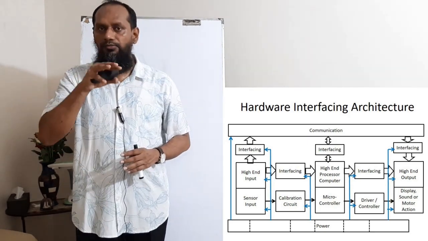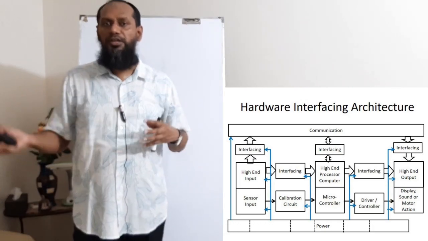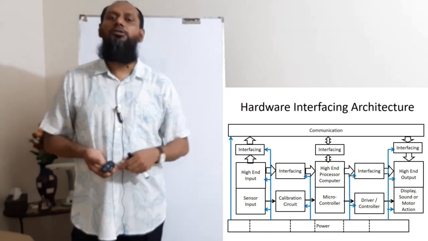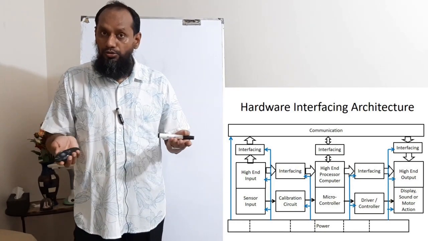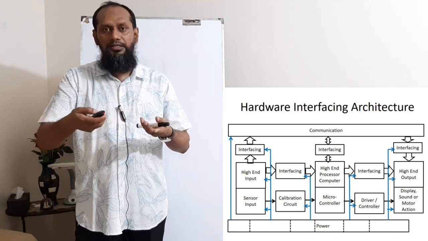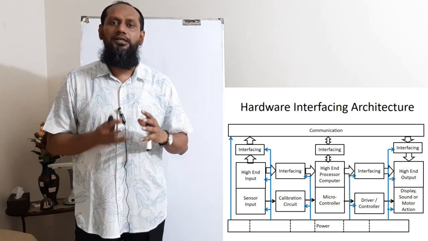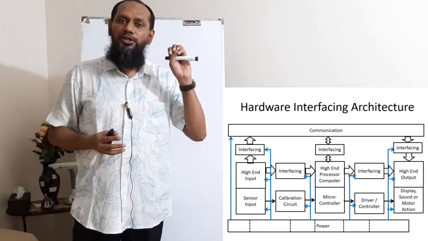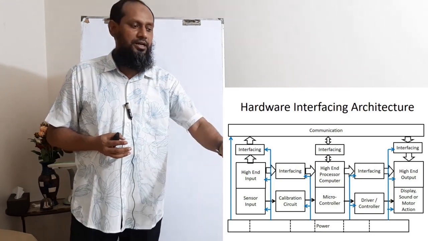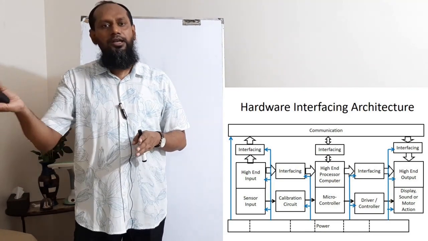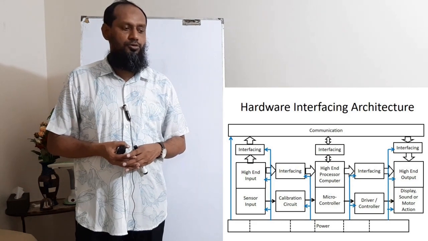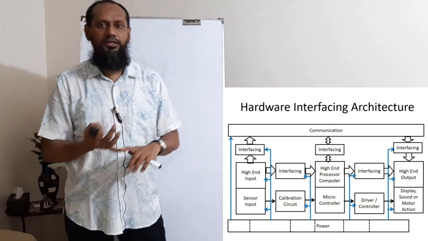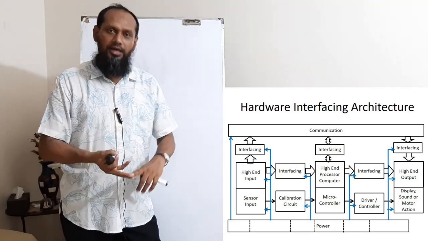For low-level devices, like control systems, machine automation or remote control, we need a driver or controller, to drive a motor or to drive an LED, like here is a laser. So we need some driving circuit. That's why, instead of calling it an interfacing unit, I am calling it a driver or controller. On the right side you can see display, sound, and motor action. For a low-level device, yes, it can have these three kinds of things: one is display, another is sound, and another is motor action.